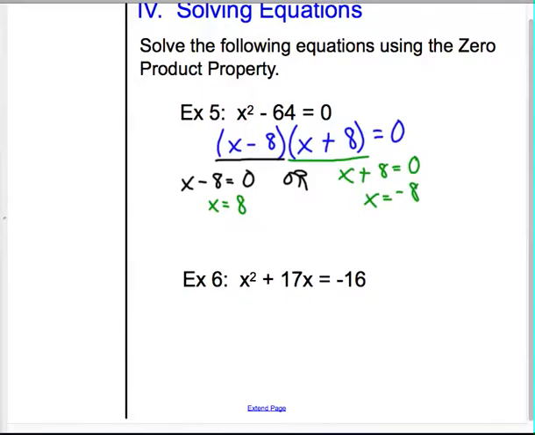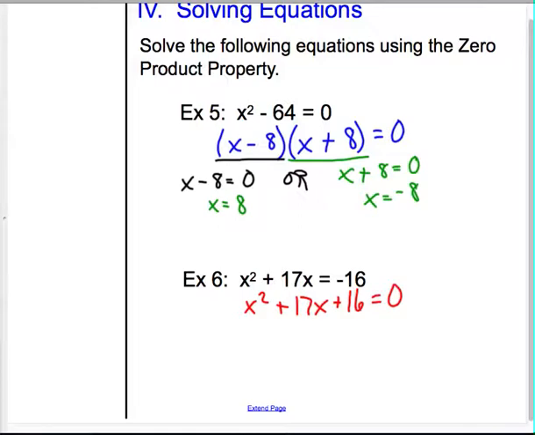Alright, so our next example, we have an equation where I see an x squared term, but it is not equal to 0. So my first goal on this one is adding 16 to both sides so that my quadratic equation is equal to 0. And I can use that zero product property. So this is a trinomial with a lead coefficient of 1.